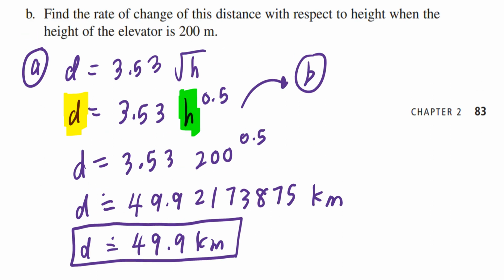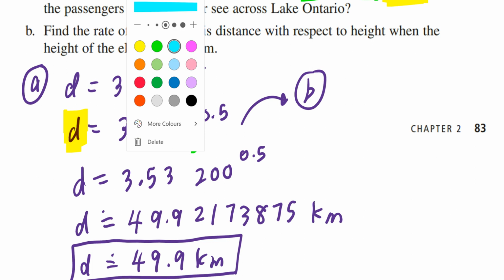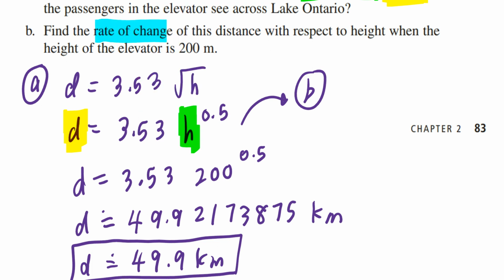Part B, find the rate of change of this distance with respect to height when the height of the elevator is 200 meters. So notice in part B, they're asking specifically for the rate of change of this distance with respect to height. So rate of change means find the derivative, which in this case is d prime.